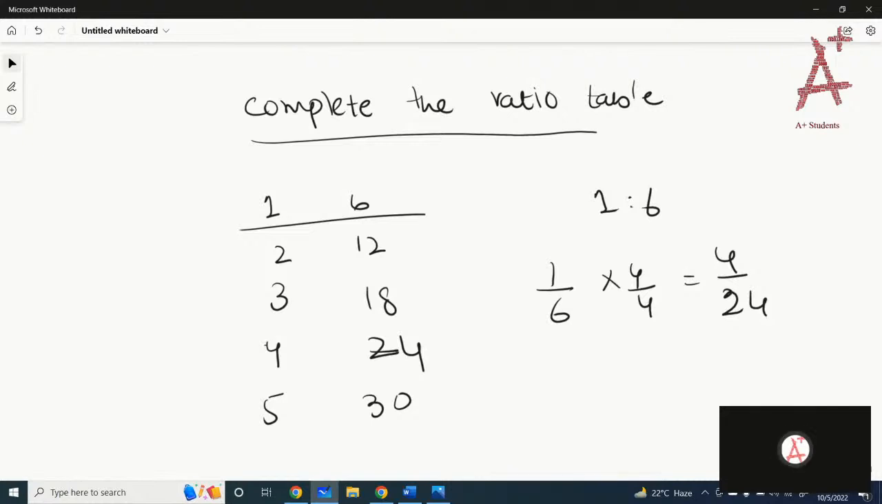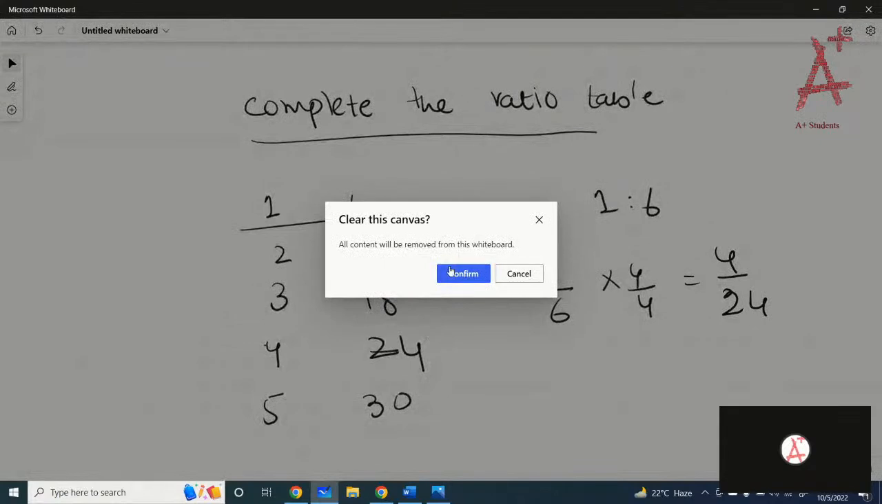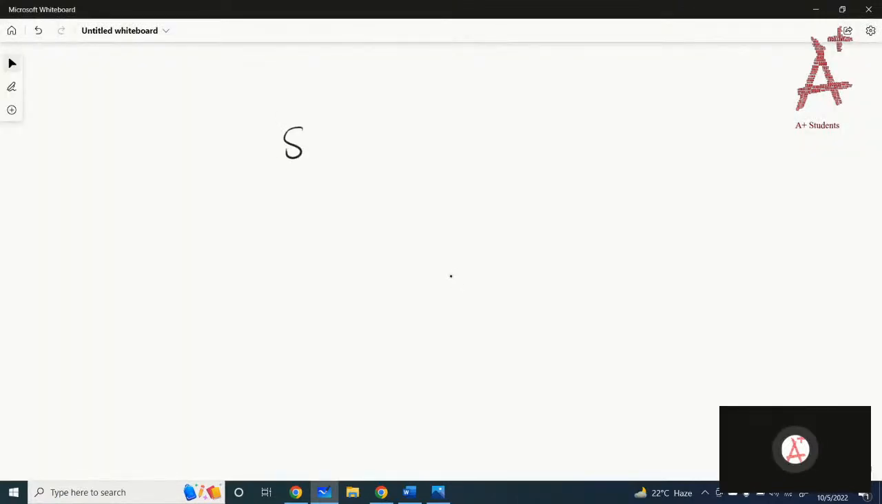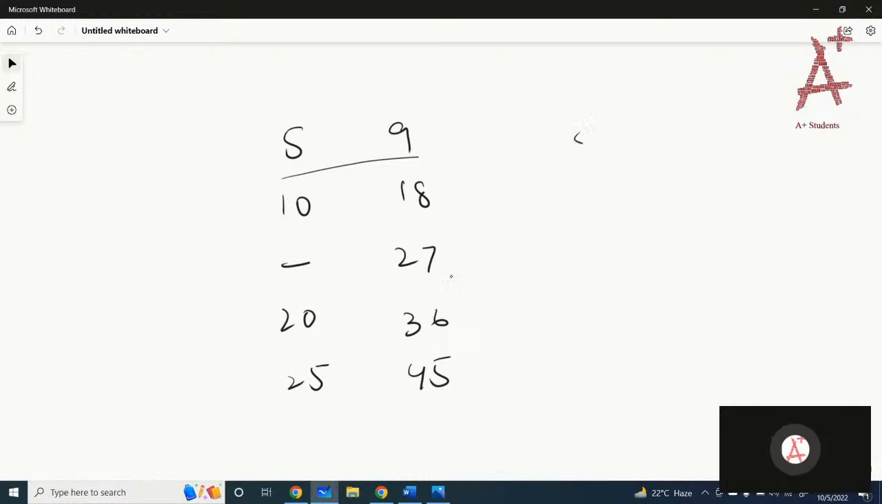Okay, the next one is complete the ratio table, and the table you are given is 5, 10, the missing number, 20 and 25. Here you have 9, 18, 27, 36, and 45. So you have to find the missing number. Look at the very first ratio. It would be then 5 ratio 9. Write them as a fractional form, and you have to find the third ratio value.